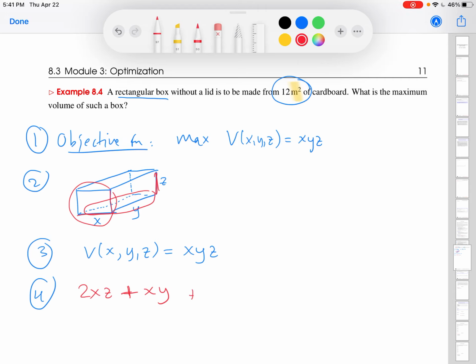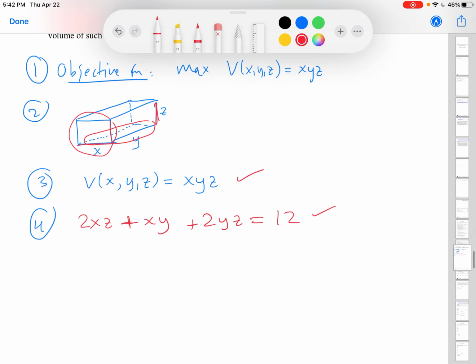And then we have the sides. So we have this right here, and that area is y times z. And there's 2 of those. So we have plus 2yz. And that should equal the constraint, which is 12 in this case. Great. So we have our constraint. We have our objective function. And then we are going to head next to try to figure out the domain.